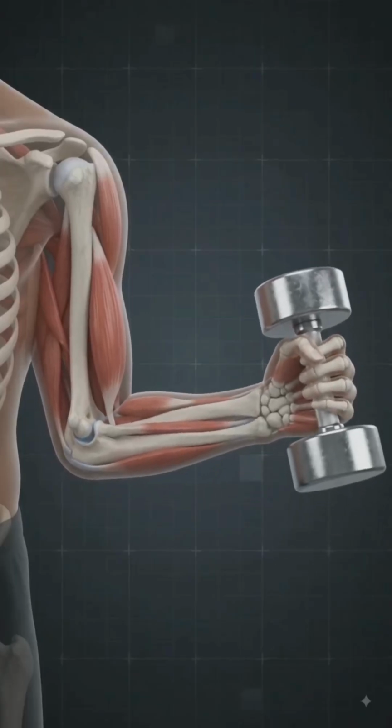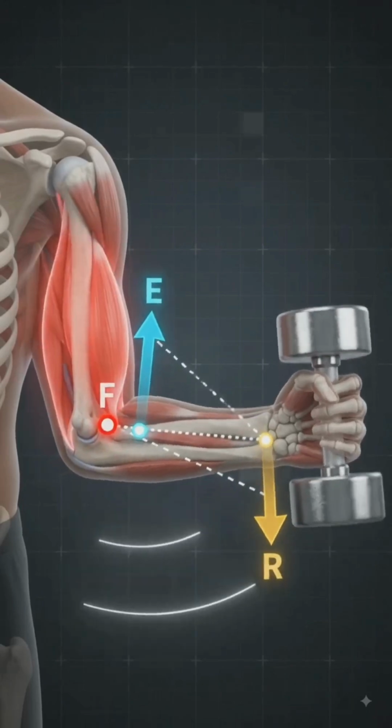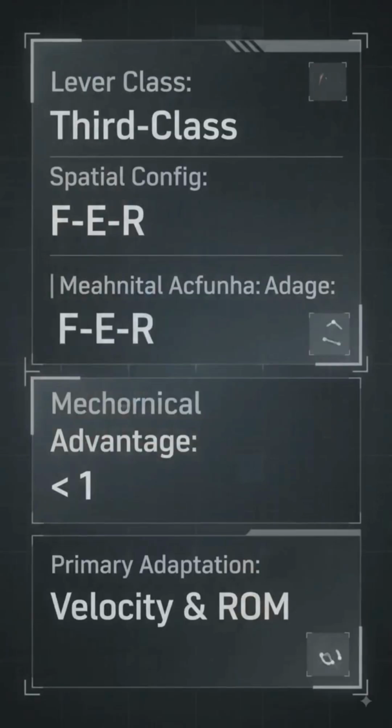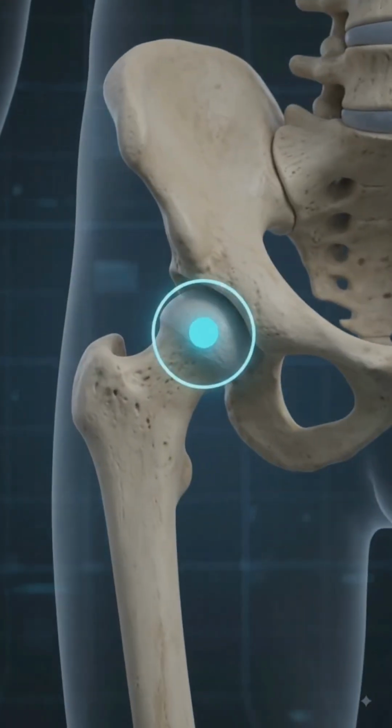Third-class levers are the most common in the human body. Here, the effort is applied between the fulcrum and resistance. This setup maximizes speed and range of motion, perfect for quick appendicular movements. Third-class levers prioritize speed in the human skeleton. This is governed by the lever equation.